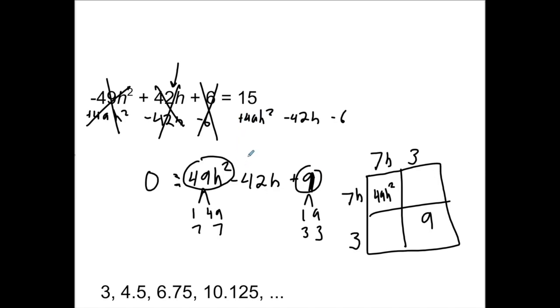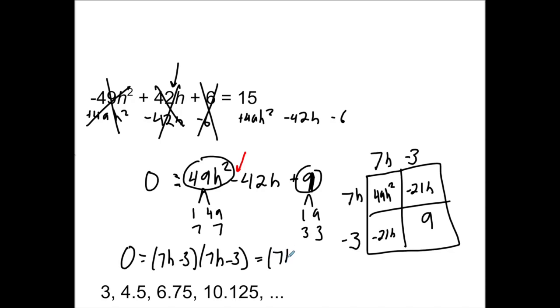Now, the only other thing is, okay, the -4, this is a negative. So what that means is we're going to have to make this a negative, because what's going to happen is you're going to get -21h, if it's a negative, because it's a negative times a positive, right? And you need these two boxes to add up to the -42. So what we get is 0 equals 7h minus 3, or in other words, 7h minus 3 squared.